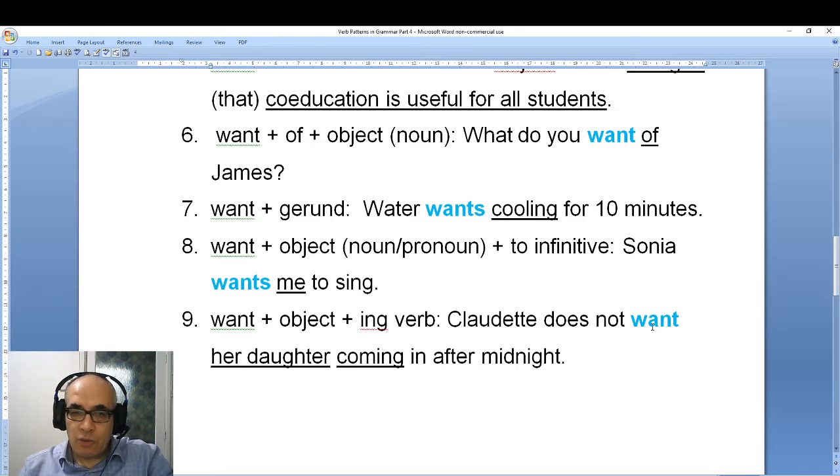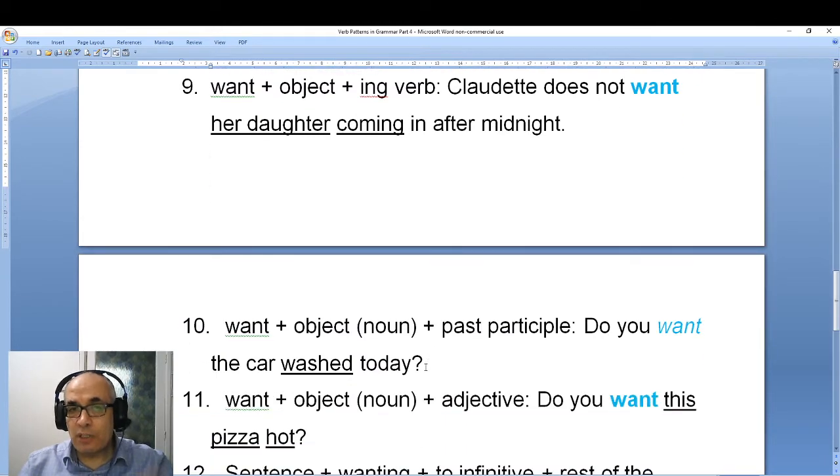Ahmed doesn't want his son playing chess, for example. So if you understand the verb pattern, you can make what? Make millions of sentences. In this way, your speaking and your writing will be very good.